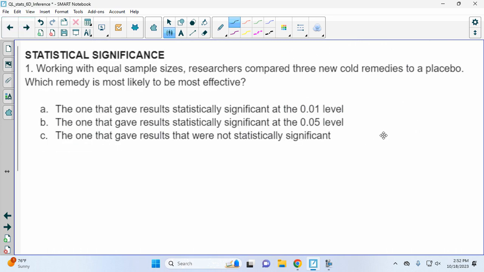Working with equal sample sizes, researchers compared 3 new cold remedies to a placebo. Which remedy is most likely to be most effective? And the answer here is the one that has the lowest level of significance. So 0.01 is the most significant because the likelihood of an outcome as extreme as this one is a 1 in 100 chance. And that's not very likely compared to a 1 in 20 chance, which is what the 5% level means.